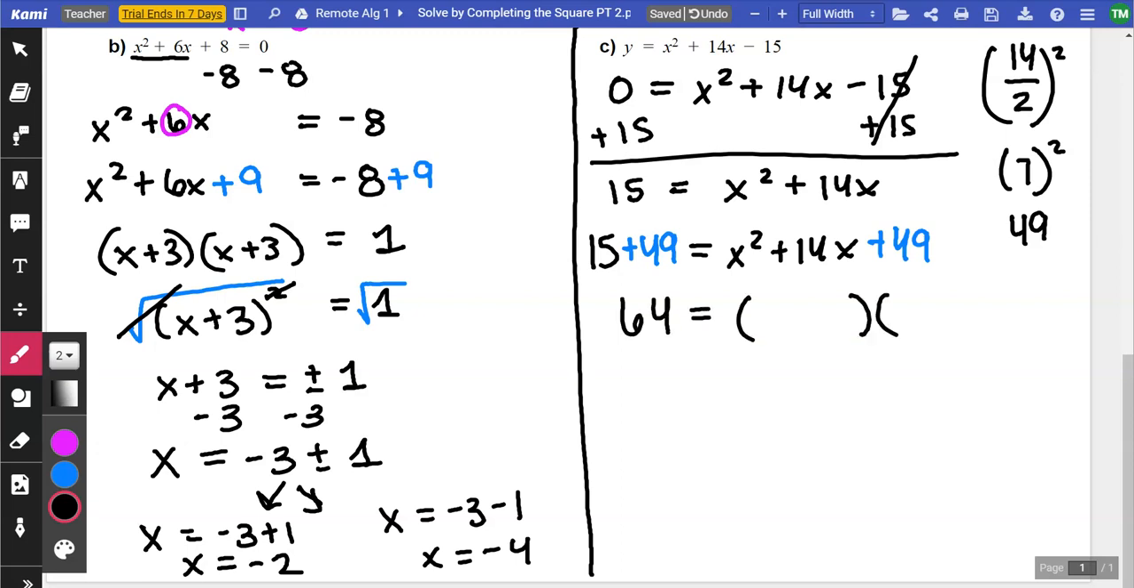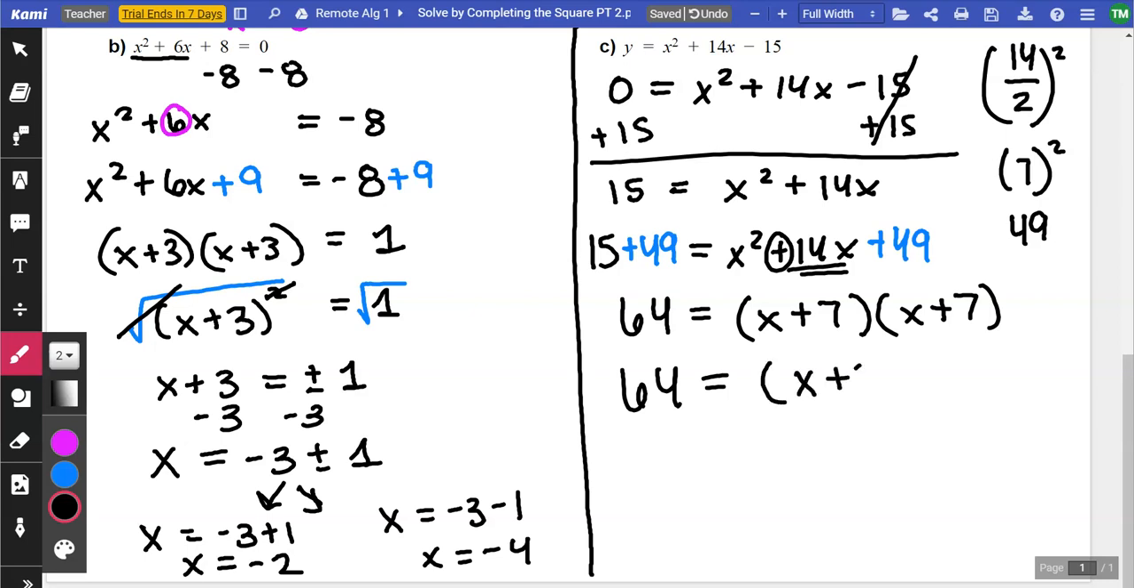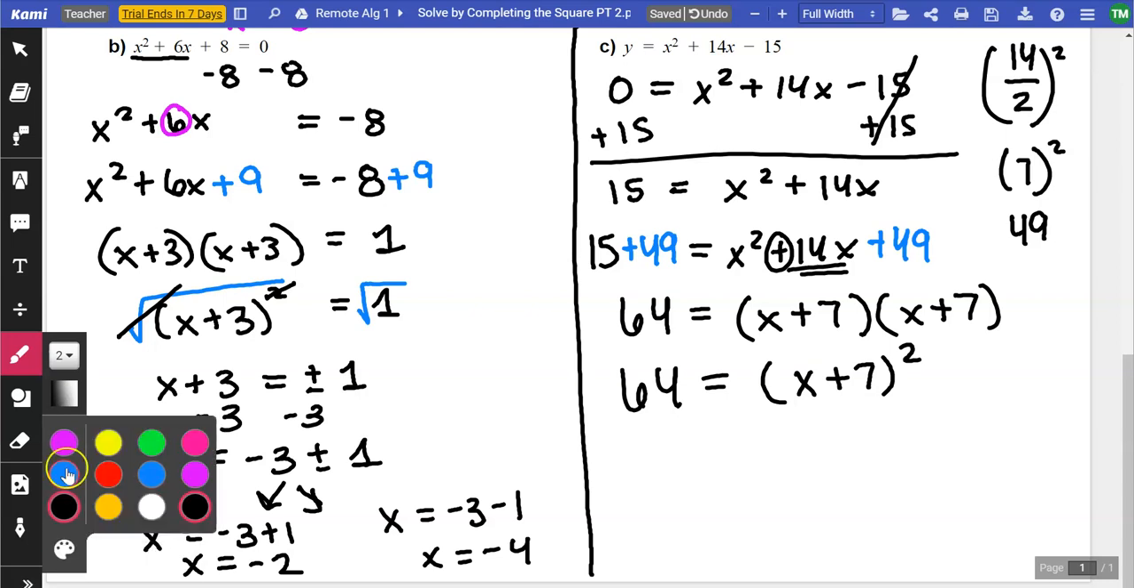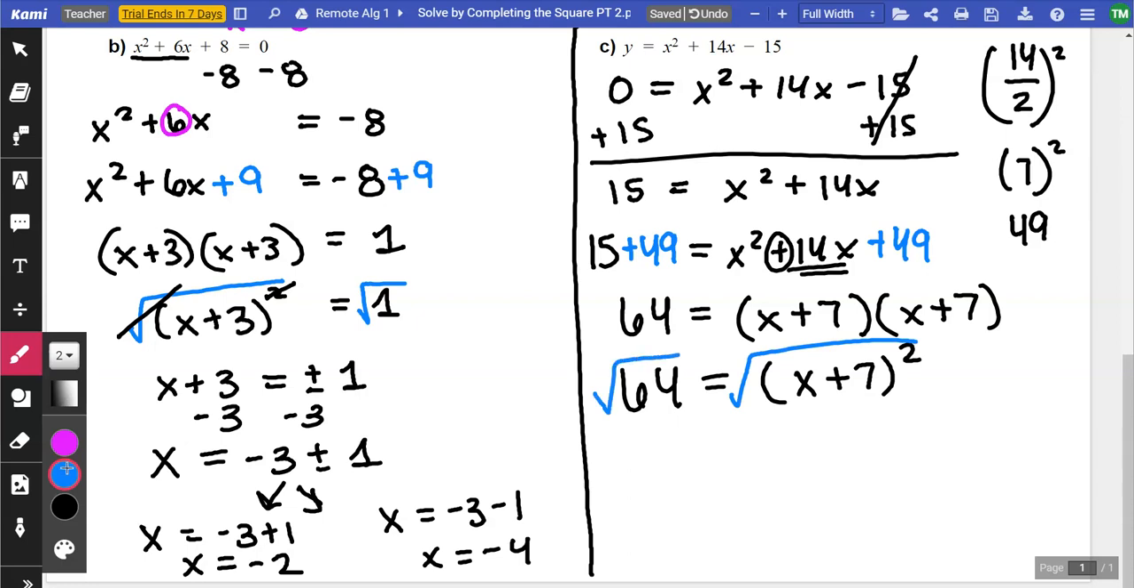And then we need to factor the right-hand side. So to factor this, I know that x times x is x squared. 7 times 7 is 49. And then I need positives, so when we add, we'll get a positive 14x in the middle. I'm going to rewrite this as x plus 7 times itself, which is really x plus 7 squared. Then how do we cancel the square? We square root both sides. So the square root cancels the square.